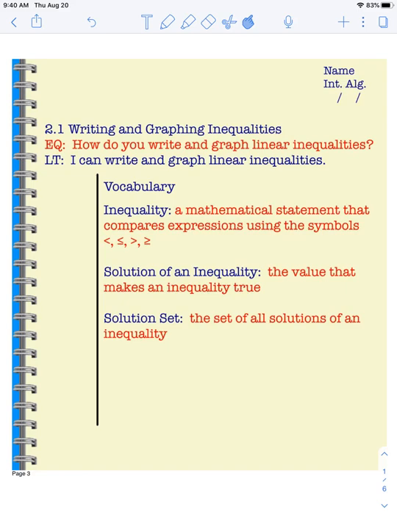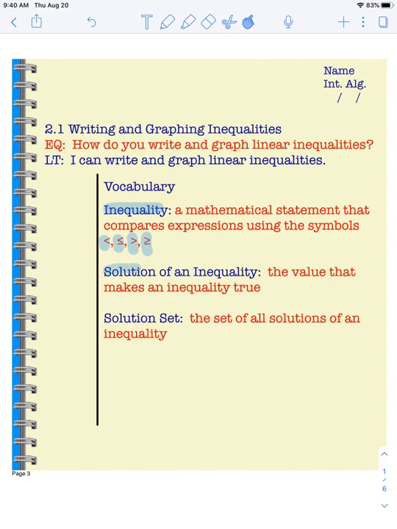Chapter 2 is on writing and graphing inequalities. So 2.1, we're going to start with the basics. I can write and graph linear inequalities. To do this, we need some vocabulary. An inequality is a mathematical statement that compares expressions using less than, greater than, less than or equal to, greater than or equal to. If you want to write down which is which, that's a great thing to add to your notes.